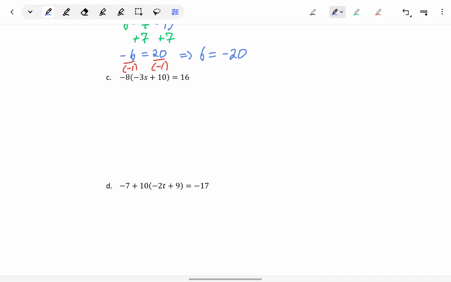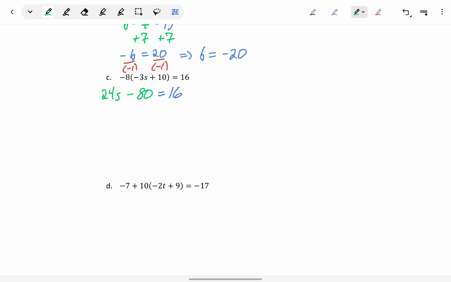In part C, we have a distributive property step that we need to apply again. So our first step will be to take negative 8 times negative 3, which will give us positive 24s. Then we'll take negative 8 times positive 10 to get minus 80, or negative 80, is equal to 16.